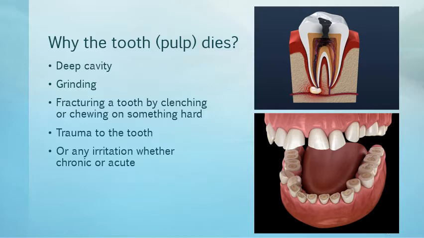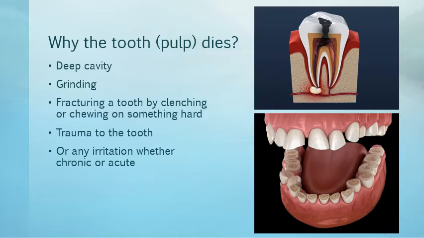Finally, long-term mild irritations, generally chronic irritations, or short-term severe irritations, acute irritations, can cause the pulp to die. It is rare, but I've seen it happen. As an example, if you bleach your teeth too often or leave the bleach on for too long on the tooth, it can lead to severe irritation. That irritation can lead to the pulp dying.